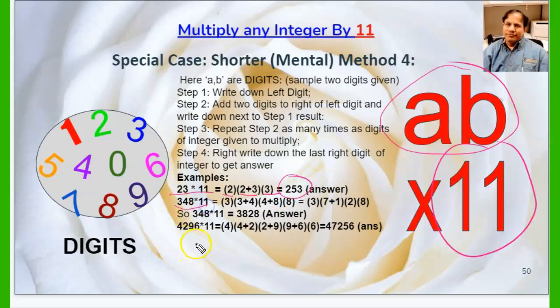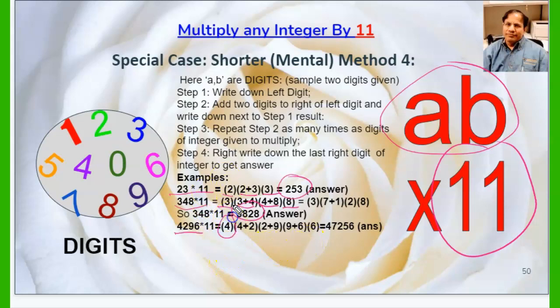If I write 348 times 11, then the left digit is 3. The next two digits are 3 plus 4. The next two digits are 4 plus 8. And then the last digit is 8. And so we end up with 3828. If we have more digits, 4296, we can carry out the same thing.